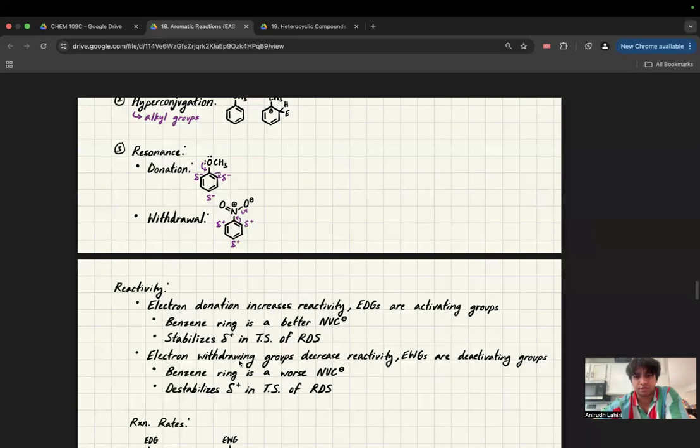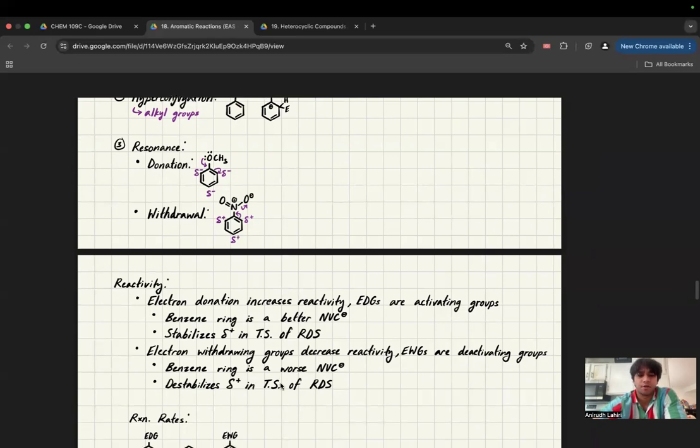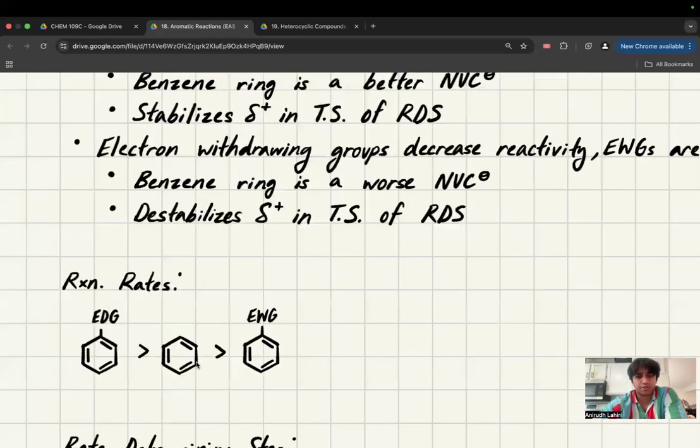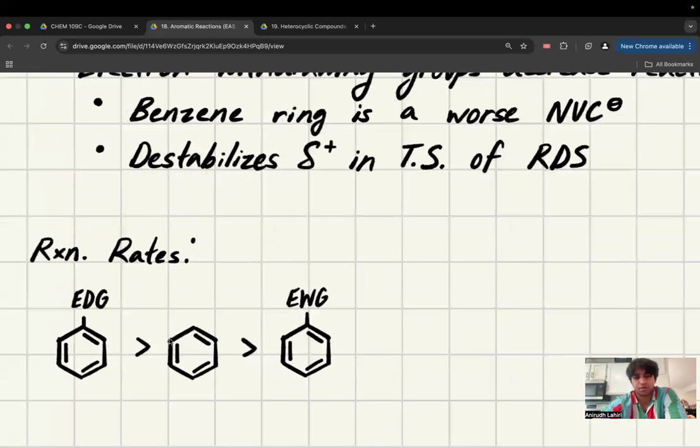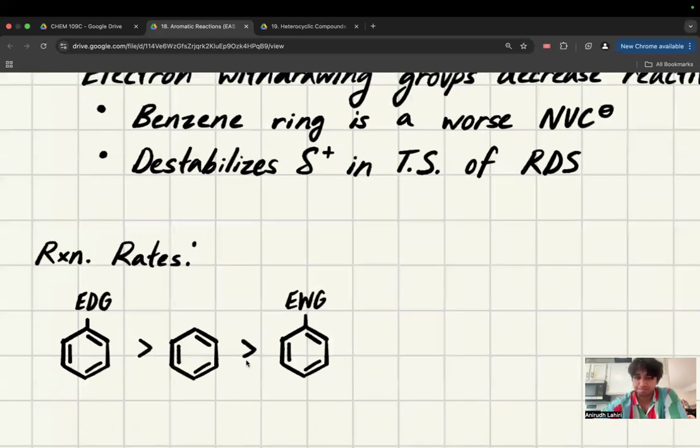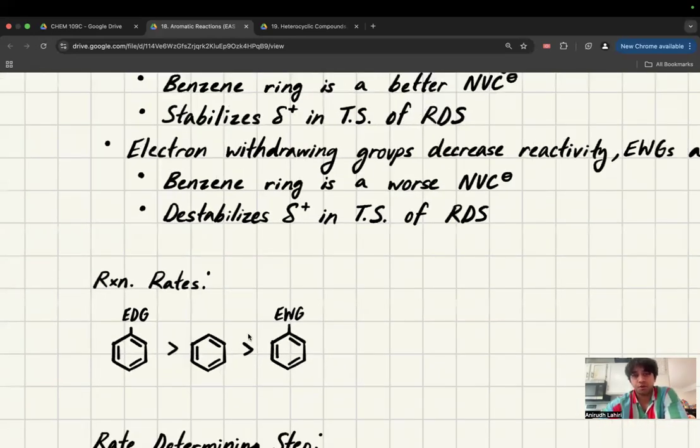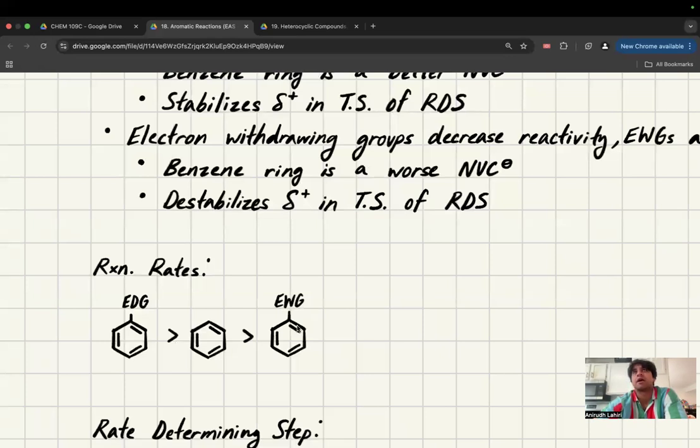Electron withdrawing groups tend to decrease reactivity. They're called deactivating groups. So the benzene ring is the worst nucleophile. Because remember, in all these reactions, we have a benzene attacking something else, right? So we want more electron density because that makes it more of a nucleophile, right? Okay, cool. In terms of reaction rates, benzene will be in the middle. That's our comparison standard. An electron donating group means more electron density in the ring, better nucleophile. An electron withdrawing group means a worse nucleophile. Okay, makes sense.